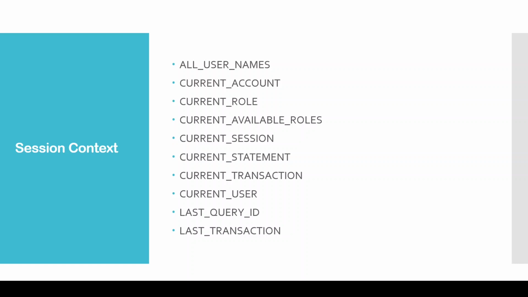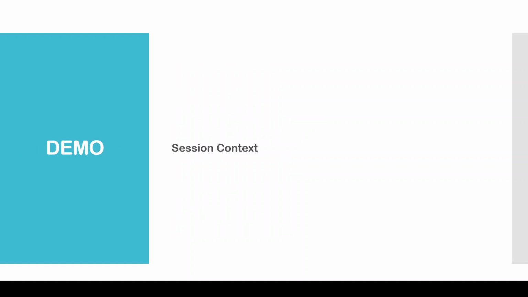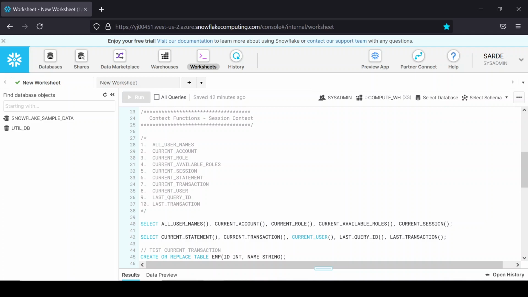Next, let's look at the session context. In session context, we can use different types of functions like current session, current statement, current transaction. These functions are very useful if you want to return account specific information or session specific information. Let's look at the demo now. In session context, it covers 10 different types of functions. These functions generally don't require any argument to be passed, so we can directly use them without any argument.